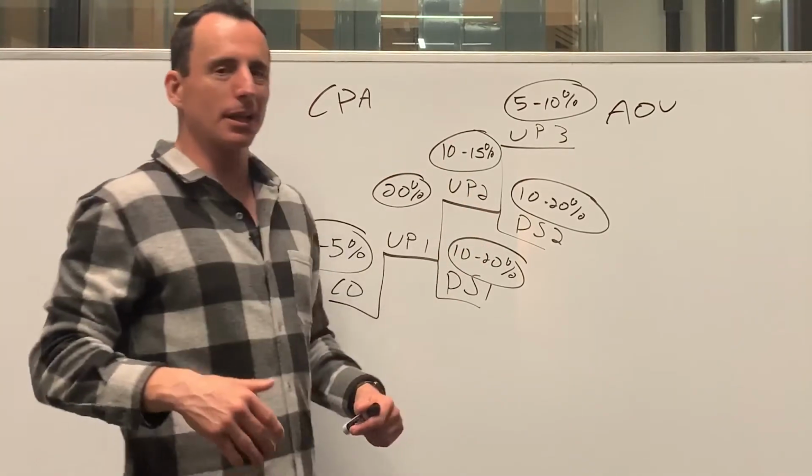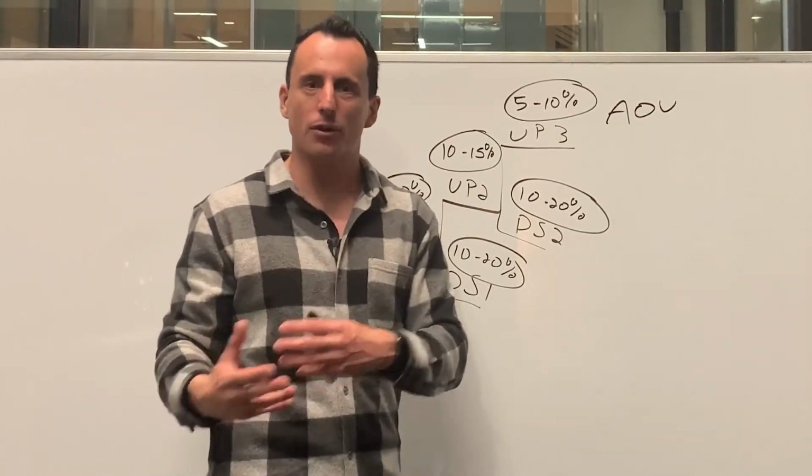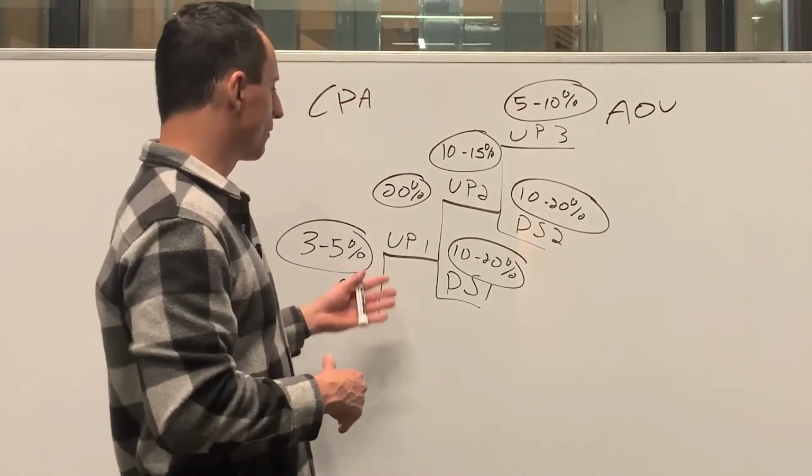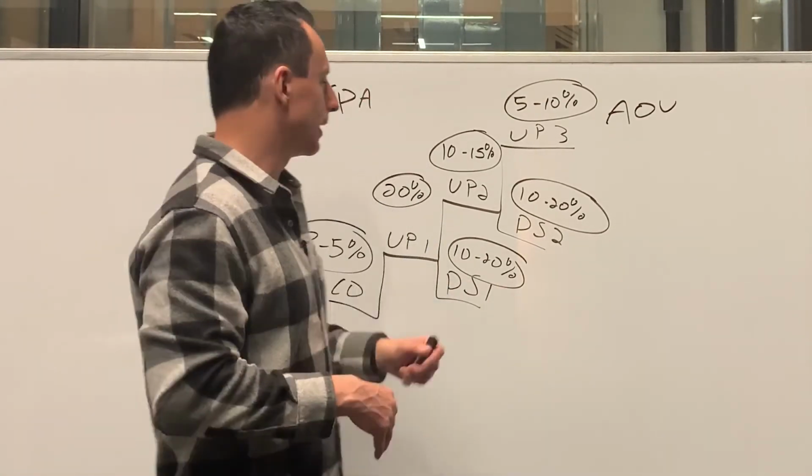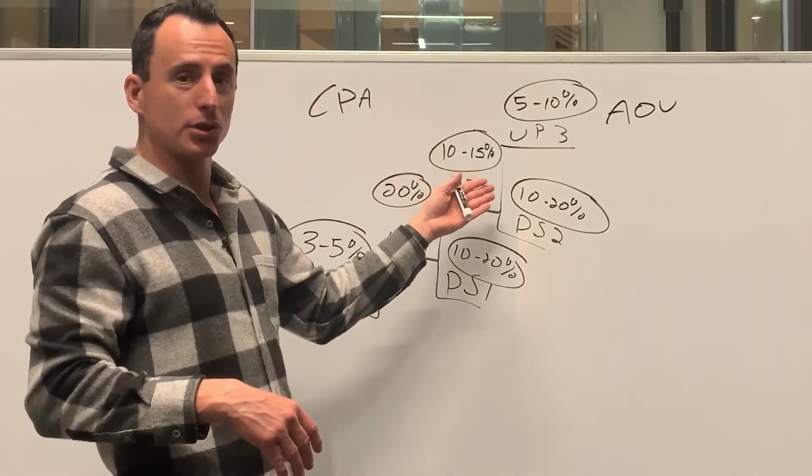Upsell 2 is typically going to be like a complementary offer, like a cross-sell offer. For example, if you're selling protein, maybe now you're selling creatine, for example. So creatine could be like an upsell 2 in this case.